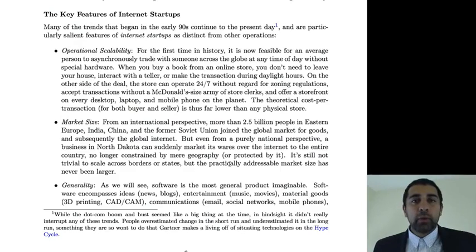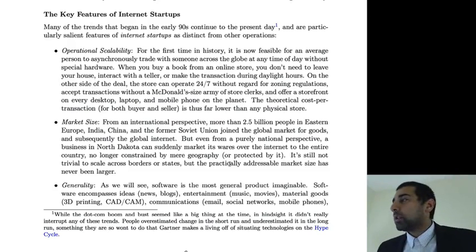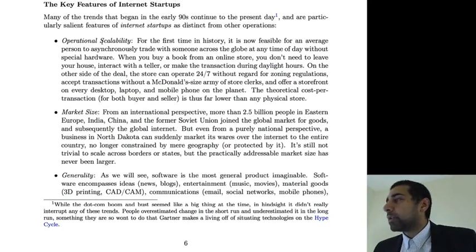But let's dive into a little bit more detail and talk about some of the key features of internet startups, or startups that have some portion of the internet, what I'll call titrated or hybrid startups. So, what are the key features of internet startups? So one of them is something that we'll call operational scalability.